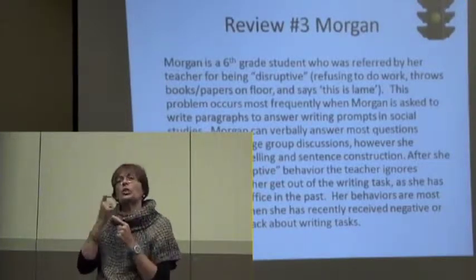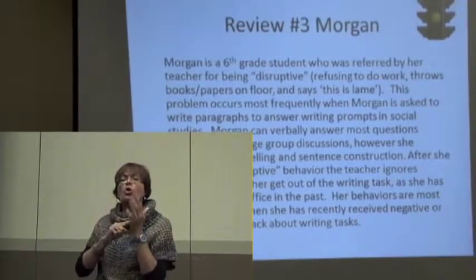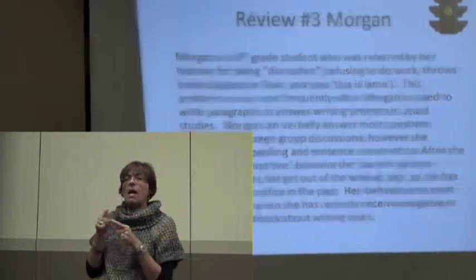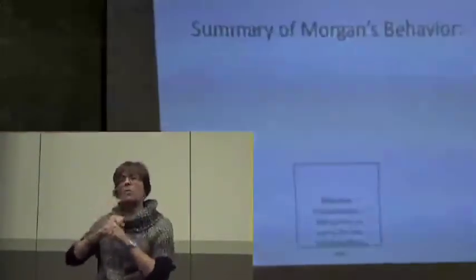When she has recently received negative or corrective feedback about her writing task, that's our setting event. So that's an outside event that actually can inform what's going on. If she's previously gotten feedback about her writing tasks, she's more likely to have a problem behavior. It's more clear when we go through the trainings here. But we then look at a summary, and of course we start with the behavior.